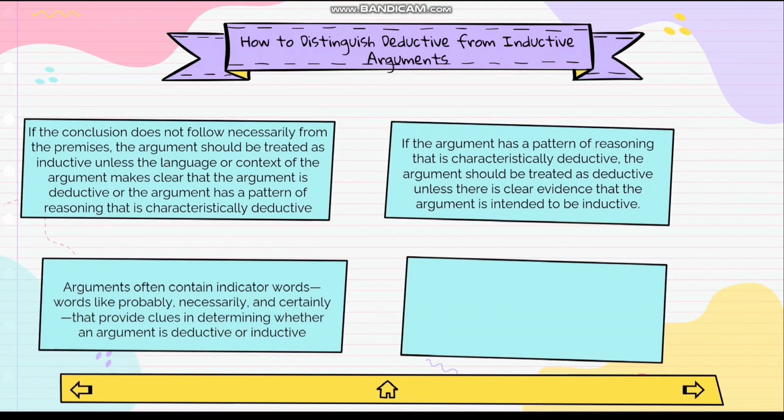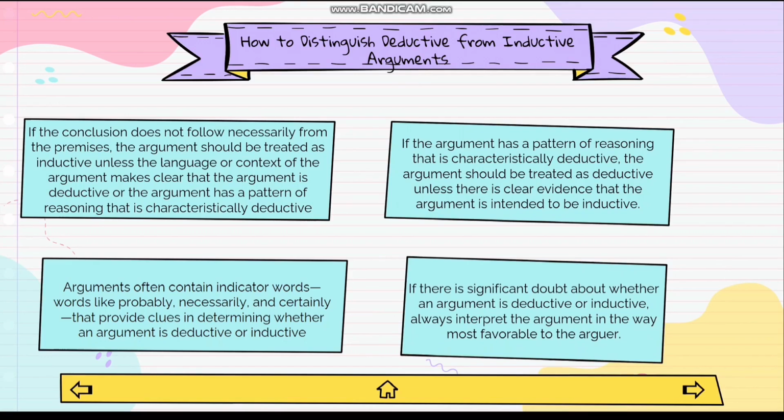Arguments often contain indicator words like probably, necessarily, and certainly that provide clues in determining whether an argument is deductive or inductive. If there is significant doubt about whether an argument is deductive or inductive, always interpret the argument in the way most favorable to the arguer.